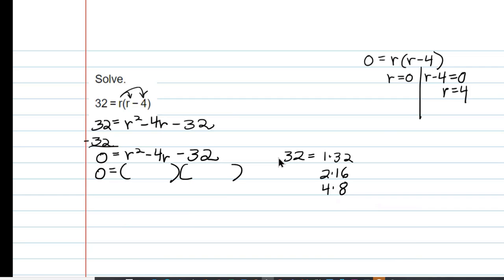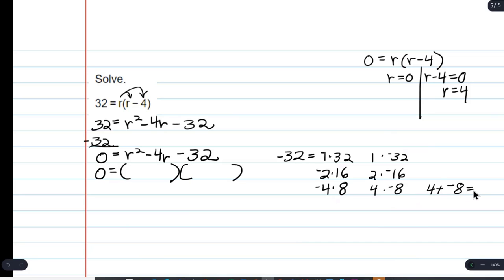However, of course, we're not dealing with positive 32, we're dealing with negative 32, so let's write down all the factors. Negative 1 times 32, negative 2 times 16, negative 4 times 8, and 1 times negative 32, 2 times negative 16, and 4 times negative 8. Now that we have all 6 factor pairs, we can mentally check each one to see which one will equal negative 4 when we add them together, and of course that would be 4 and negative 8, because 4 plus negative 8 equals negative 4.